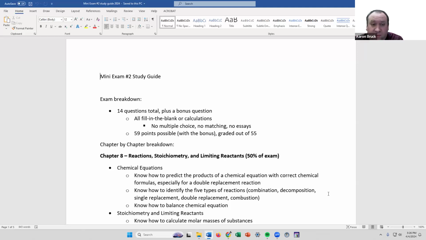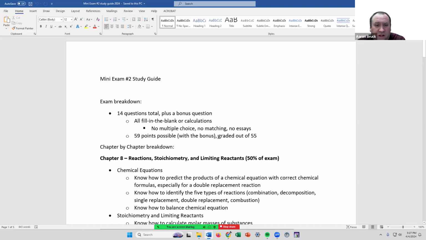The points breakdown: there are 59 points possible, but that includes the bonus question. You'll be graded out of 55. Unlike the last exam, where there was no designated bonus question and I just kind of graded over, this one is going to have a dedicated bonus question. That question will be completely optional, but I hope you choose to do it because it should be one of the more straightforward questions from this particular bundle of chapters.